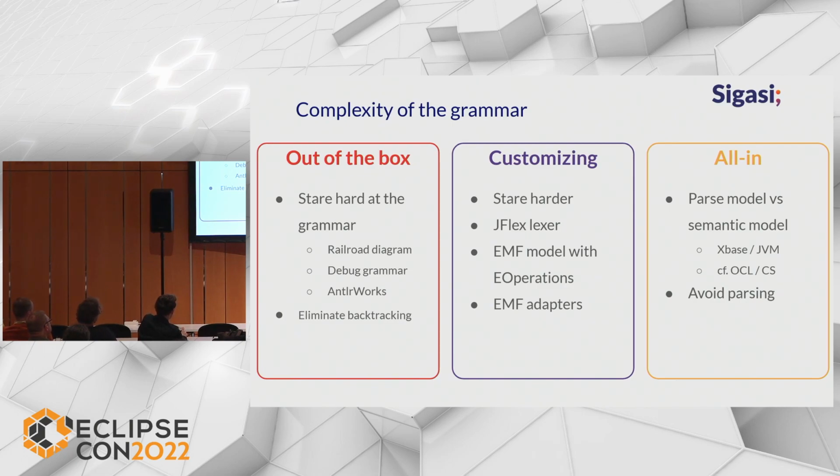And of course, if parsing is too slow, avoid parsing. That's something that I already mentioned. So the resource cache that is available in Xtext and can be enabled helps a lot to just read the binary representation of your model instead of the model from text.